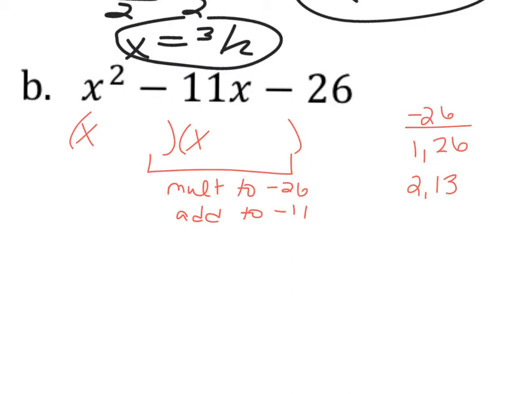Now we have to figure out which one has to be negative to add to negative 11. In order to multiply to get a negative number, we have to have one positive, one negative. And so which one has to be negative to give us negative 11? That would be negative 13. So we have positive 2 and negative 13.